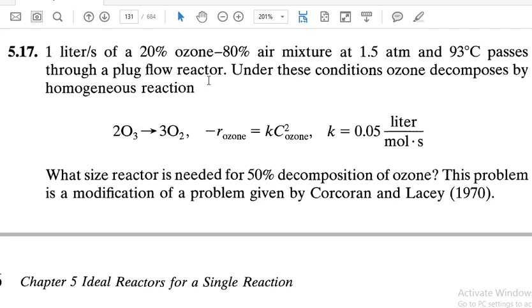Problem 5.17. 1 liter per second of a 20% ozone, 80% air mixture at 1.5 atmosphere and 93 degrees centigrade passes through a plug flow reactor. Under these conditions, ozone decomposes by homogeneous reaction, 2O3 gives rise to 3O2, and the rate of reaction is given as minus RA is equal to K into Ca square. So K value is given. What size reactor is needed for 50% decomposition of ozone? What is the volume of the reactor which we need to calculate?